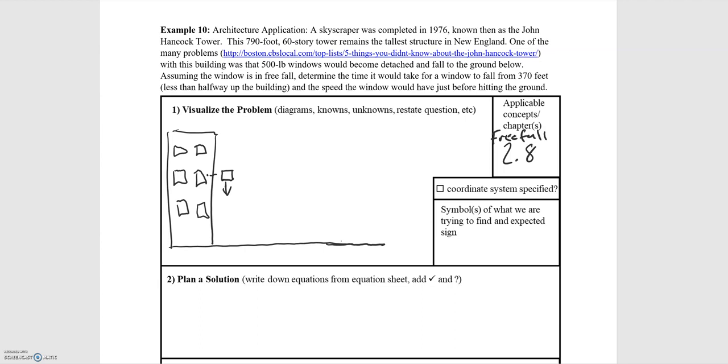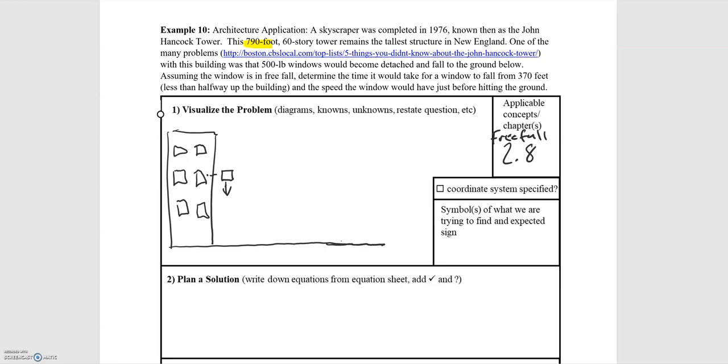So in this video, we'll be looking at example 10 from the note packet. This is another free fall example. In the problem, it states that there's a skyscraper in New England that's 790 feet tall. One of the problems with this skyscraper is that some of its windows that are 500 pounds become dislodged and then they fall to the ground.